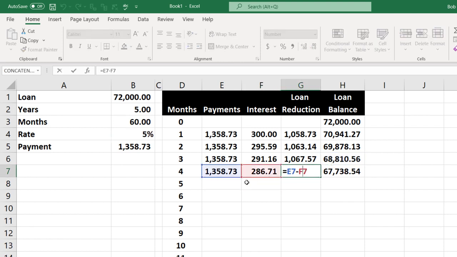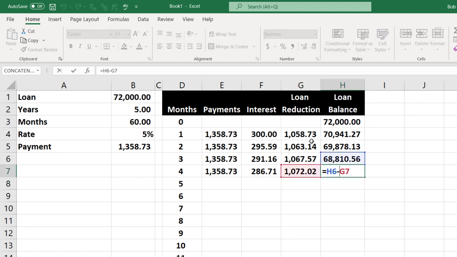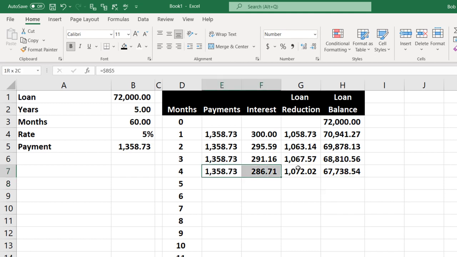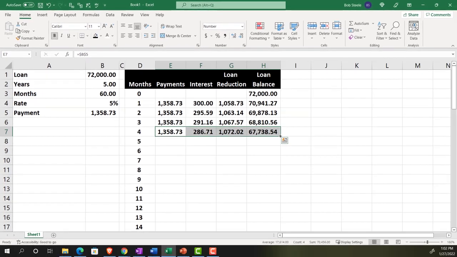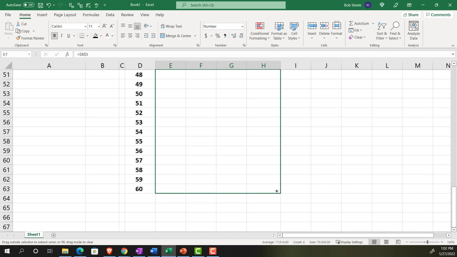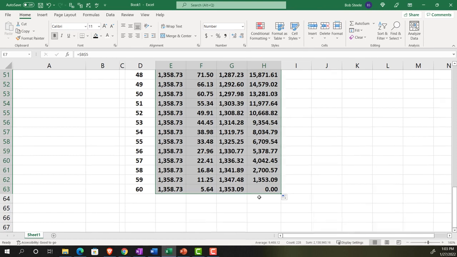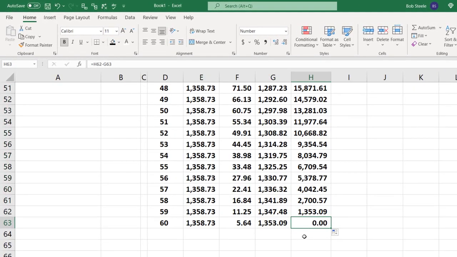If I double click on this one, these 2 items are both inside my table, not from the data set, so they are going to move down, and that's what we want. Let's select the 4 cells again, put our cursor on the fill handle, and drag it down. And if we did it right, we're going to come to 0 at the end of the 60 days, that is, at the end of the 5 years. There it is, at 0.